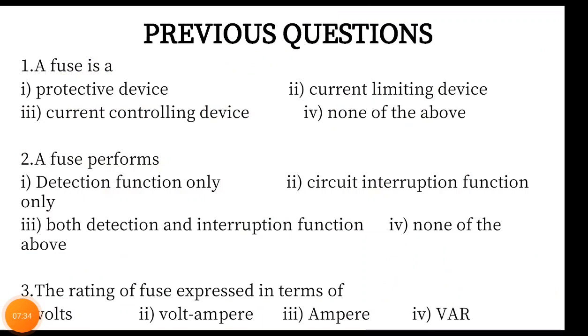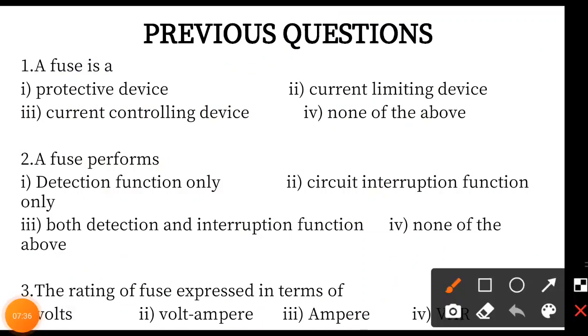Then we are going to discuss the previous questions. First one, a fuse is a protective device, current limiting device, current controlling device, none of the above. Here we know fuse is a protective device. Second question, a fuse performs detection function only, circuit interruption function only, both detection and interruption function, none of the above. The main function of the fuse is to detect and interrupt. So both detection and interruption function.